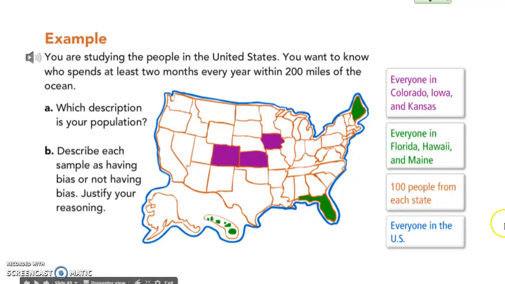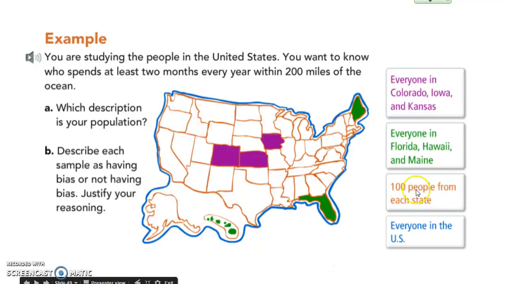In these choices here, if we're studying the people in the United States who would spend at least 2 months of the year within 200 miles of the ocean, which of those would be the population? It would be everyone in the U.S. And then for each of the samples, is it biased or not biased? Colorado, Iowa, and Kansas are these states in the middle. That would be biased towards saying no, they don't go to the ocean, because they don't live anywhere close to the ocean. People in Florida, Hawaii, and Maine would be biased towards saying yes, we go to the ocean, because they live right there near the ocean.